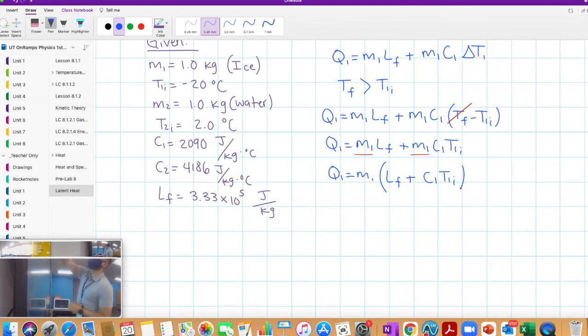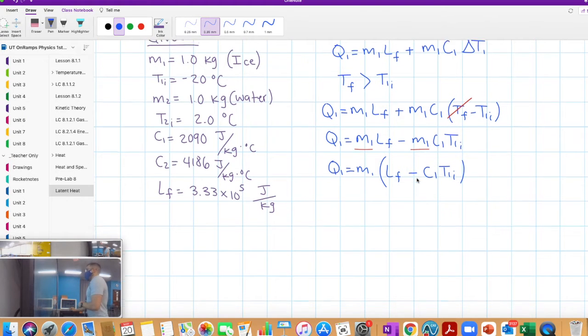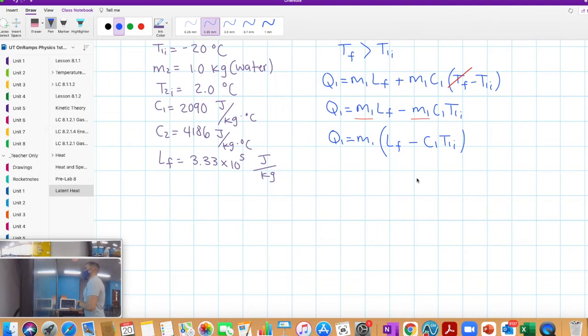Wait, I almost made that mistake. It is a negative sign. There you go. So now, let's substitute our numbers, our values. Heat required will be mass 1, that is 1 kilogram, times latent heat of fusion. You know what? I needed a bracket here. Let's start over. We need a bit more space, more separation.